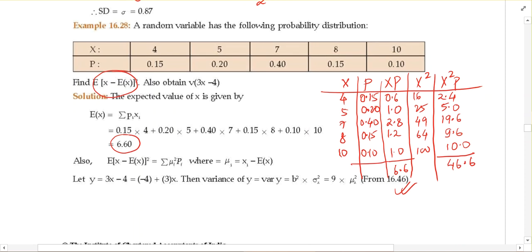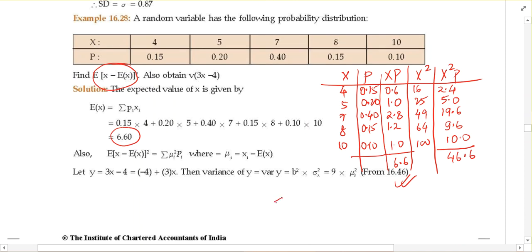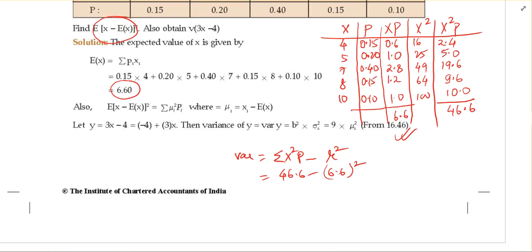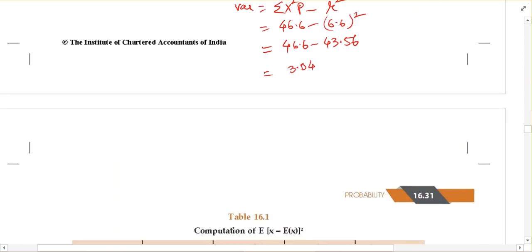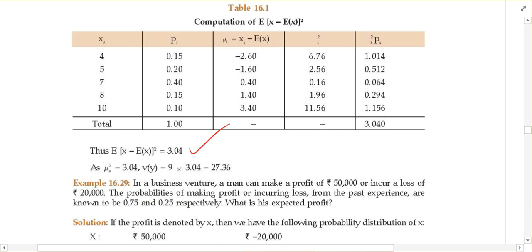So sigma x square p minus mu square is our variance. It is 46.6 minus 6.6 square. Sorry, 46.6 minus 43.56, that is 3.04. So our variance is 3.04. Okay, our variance is 3.04.